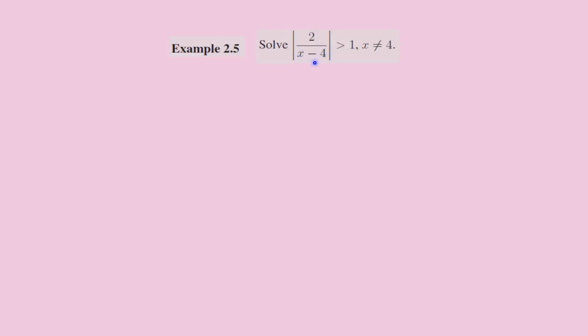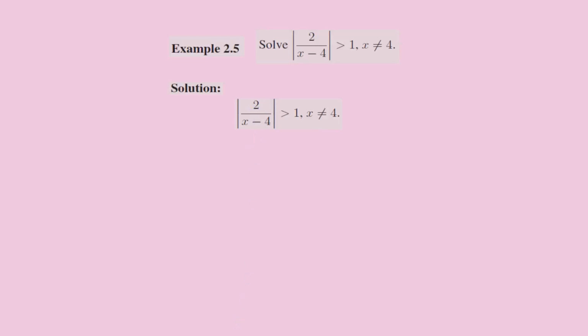Okay, so we have to find the values of x other than this 4. Let us see the solution. First you have to write the given data. Here the given data is modulus of 2 divided by x minus 4 greater than 1, where x not equal to 4. Now we are going to apply the modulus for the numerator separately and the denominator separately. We will get modulus of 2 divided by modulus of x minus 4.